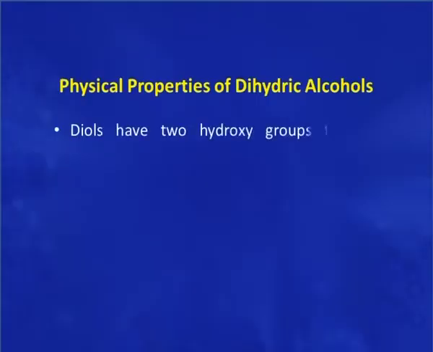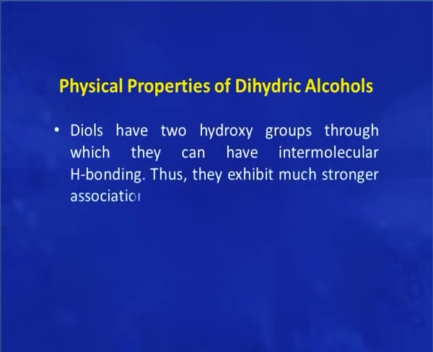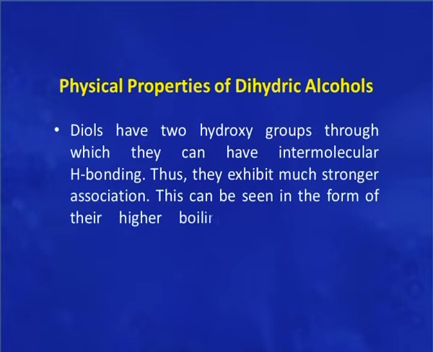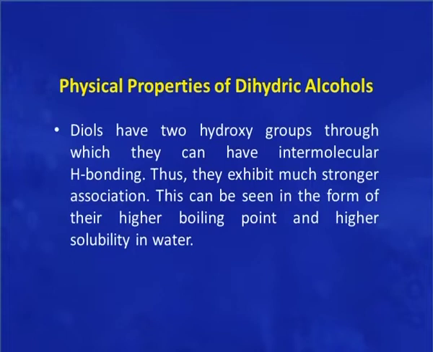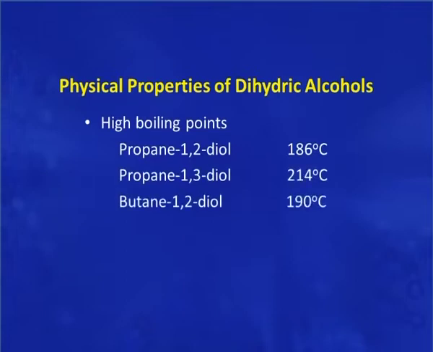We will now discuss the physical properties of dihydric alcohols. Diols have two hydroxy groups through which they can have intermolecular hydrogen bonding. Thus, they exhibit much stronger association, and this can be seen in the form of their higher boiling point and higher solubility in water. Propane 1,2 diol has a boiling point of 186 degrees, whereas propane 1,3 diol has a boiling point of 214 degrees.